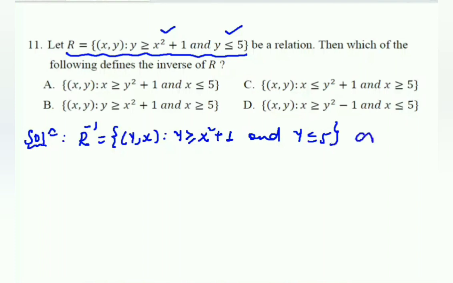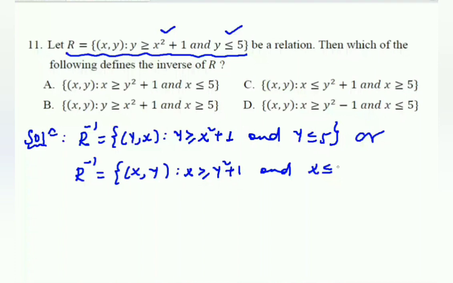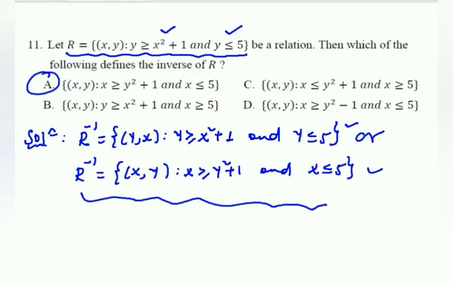The other way of writing the inverse is to keep the ordered pair as it is, but interchange the places of x and y in the conditions. So x greater than or equal to y squared plus 1 and x less than or equal to 5. Either this one or this one should be in our choice. The equivalent statement with this one is choice A. Therefore A will be the answer.